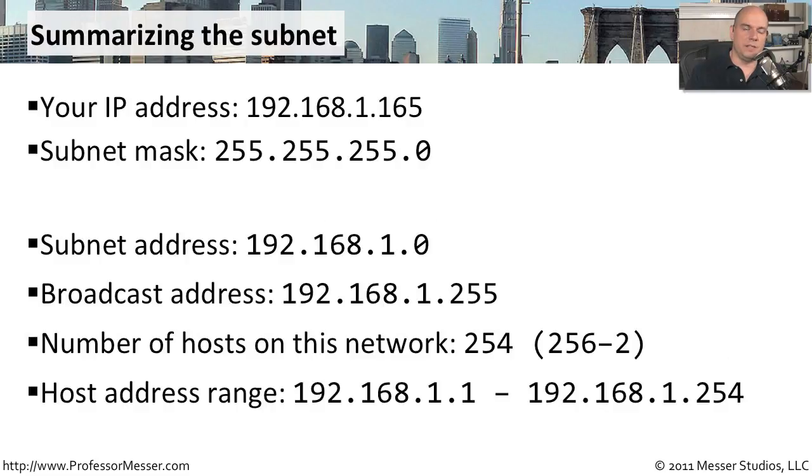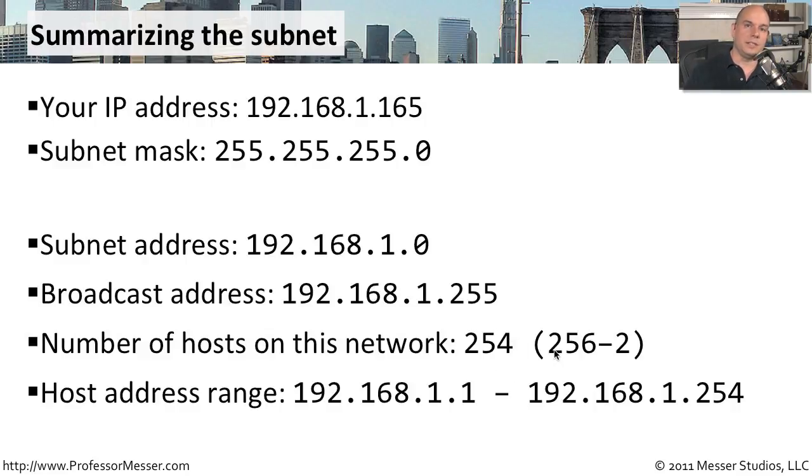If we summarize all of this on a screen, we've got our IP address of 192.168.1.165 and the subnet mask. We calculated the subnet of 192.168.1.0. That's our subnet address, and our broadcast address of 192.168.1.255. And if we had taken those 8 bits at the end that were for our host and calculated that, we would have come up with 256 total between 0 and 255, and we would have subtracted the 2 addresses for our subnet and for our broadcast, leaving us a total number of hosts on this network of 254.